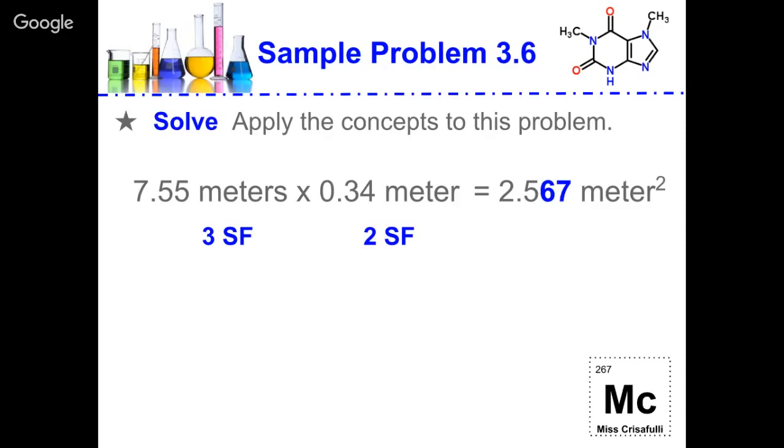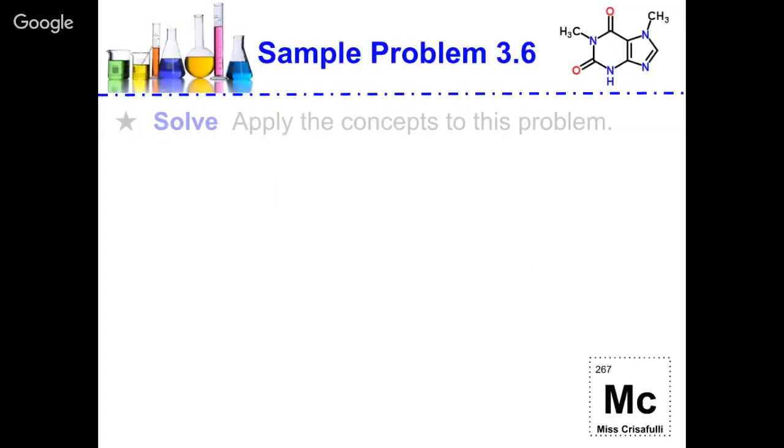Now, of the 2 numbers that we multiplied together, 0.34 had 2 significant figures in it. So that means that we need to round our answer to 2 significant figures. So 2.567 is going to be rounded to 2.6 meters squared. All right, let's look at another one.